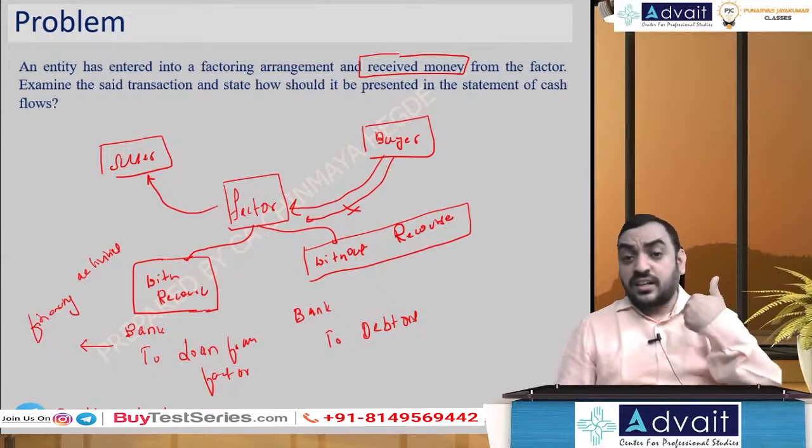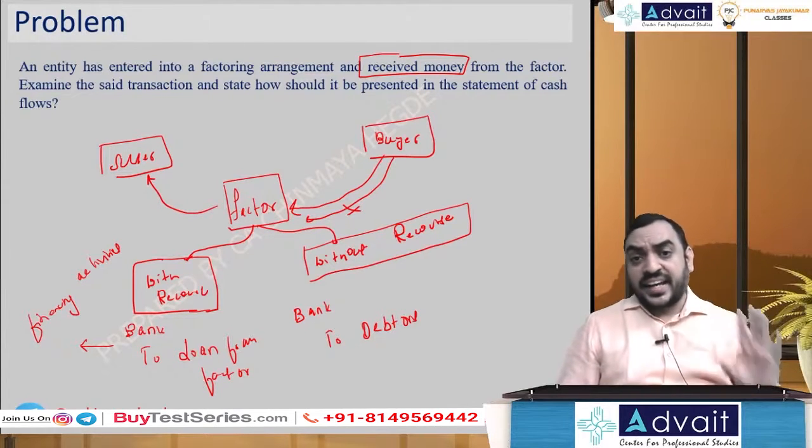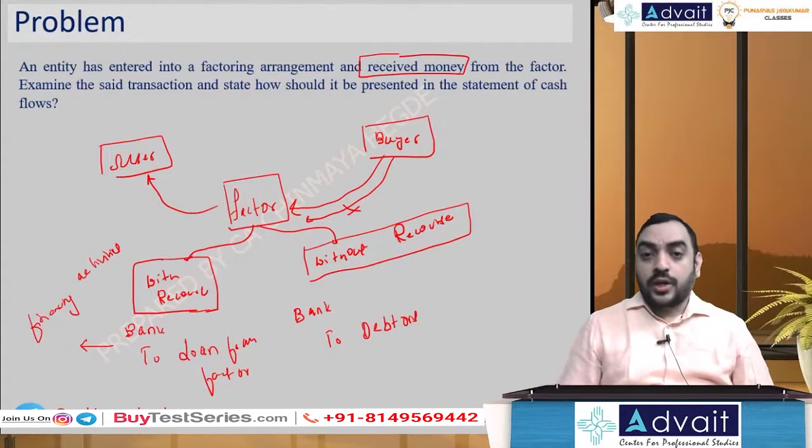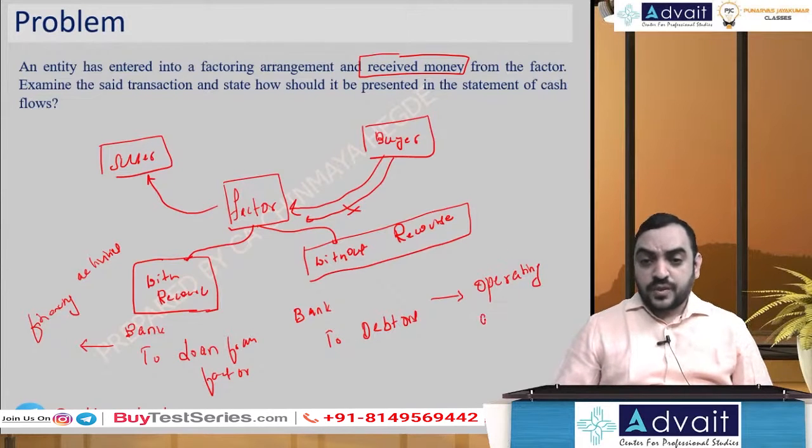Significant risks and rewards are transferred, and if he collects more or less, that is the headache of the factor. You are not involved. So your debtor account will be de-recognized. So this will be accounted as operating activities and not financing activities. This amount will be received like a receipt from debtors. This will be part of operating activities.